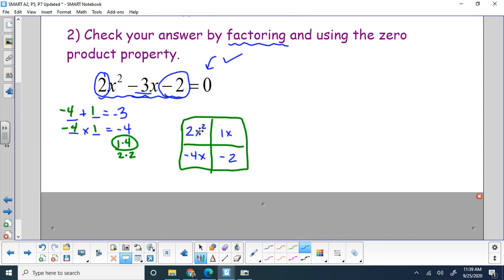So far, everything is checking out great. I'm now ready to do my factoring. As I look horizontally at these two terms, I see they both have an x in common.